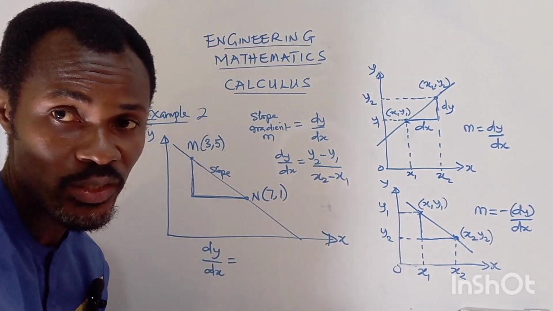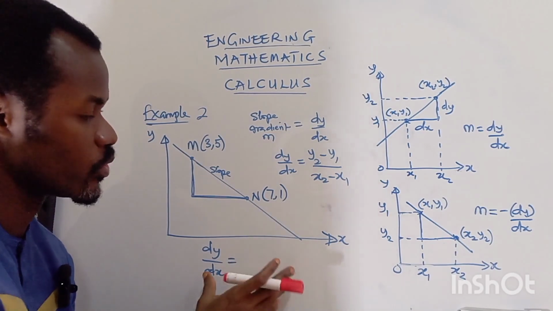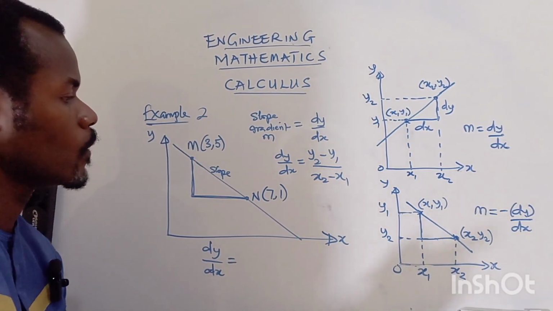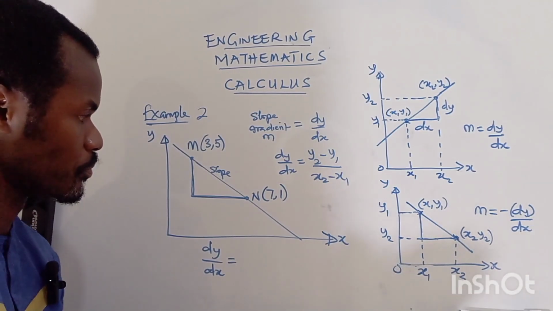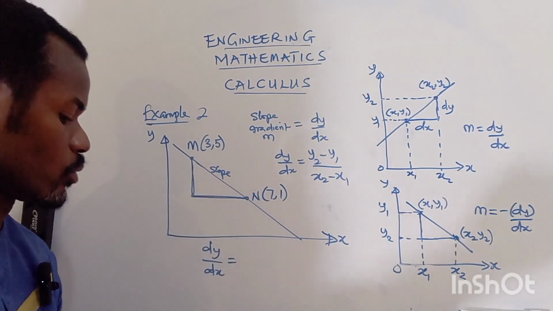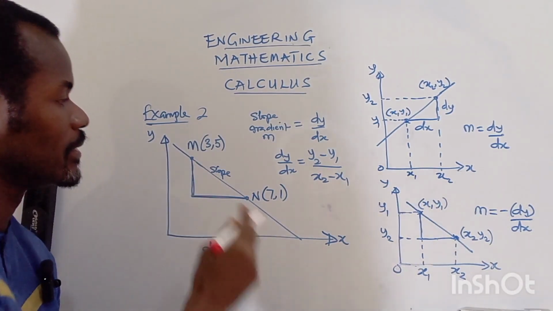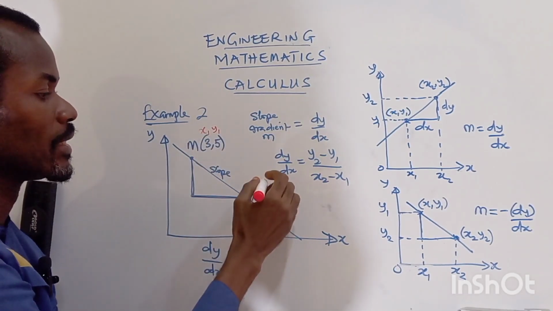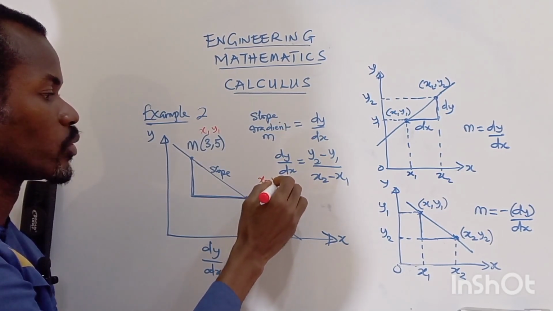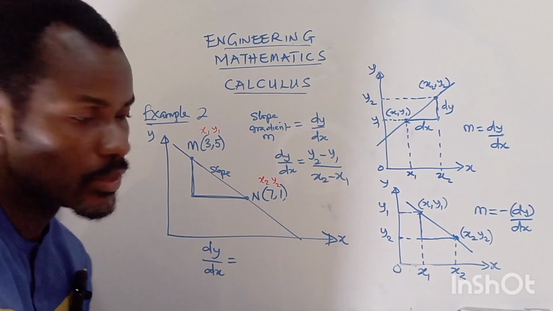Take y2, y1, and x2 and x1 and substitute into this. So all you need to do is label these points on the graph. We'll call this point x1, y1, and this point x2, y2. Why have I labeled it this way?